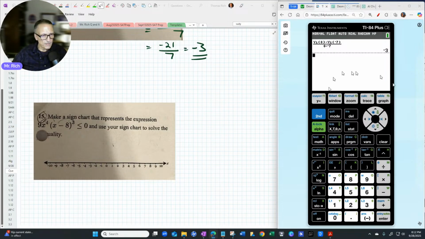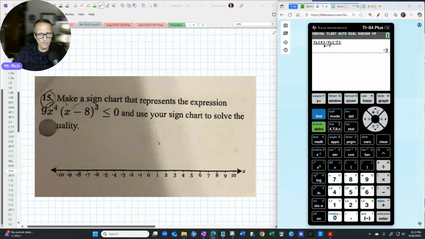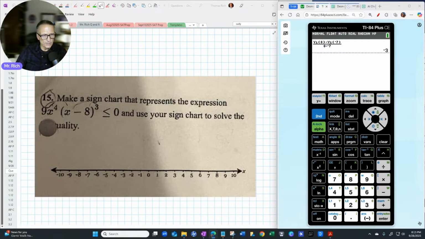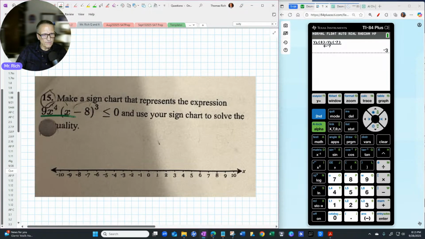Number 15 here says make a sign chart that represents the expression 9x to the fourth times (x minus 8) to the third is less than or equal to 0, and use your sign chart to solve the inequality. Well, this is a polynomial that they've given to us in an inequality, and what they want me to do is plot the zeros, right?